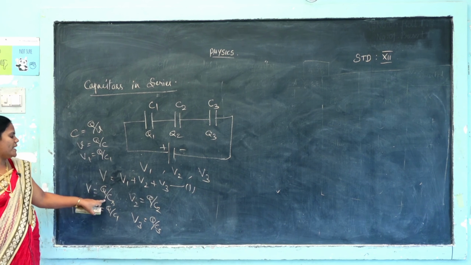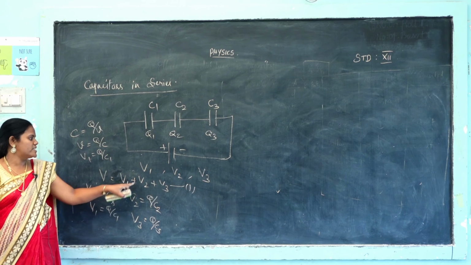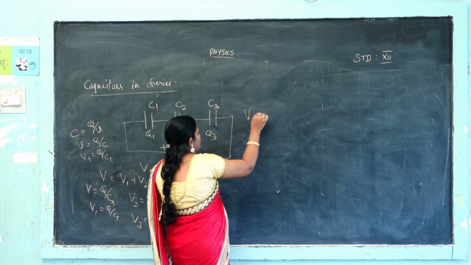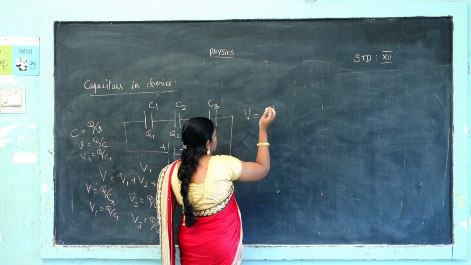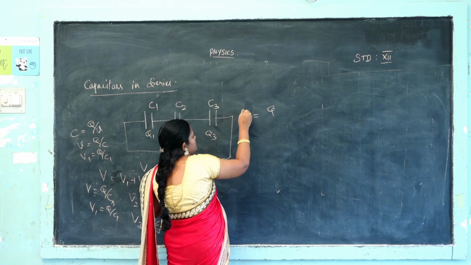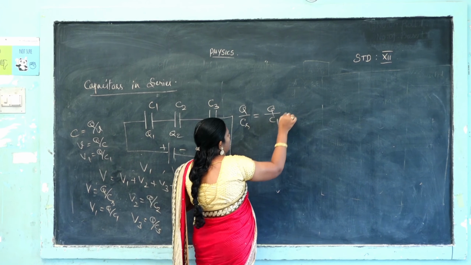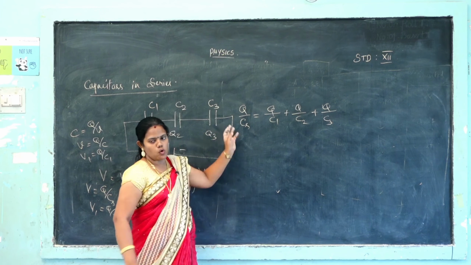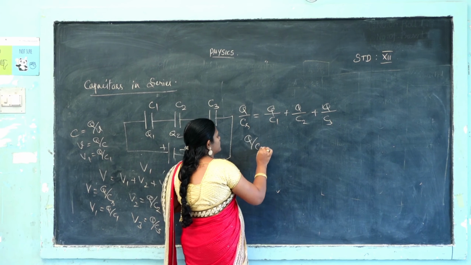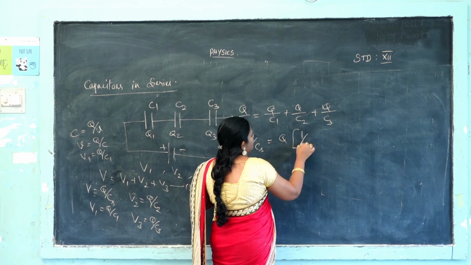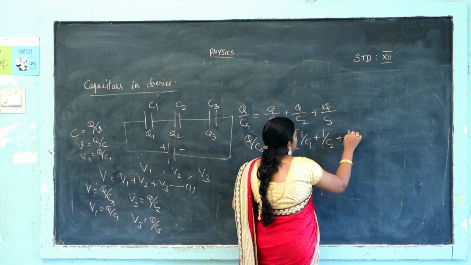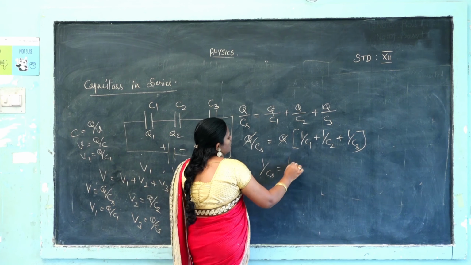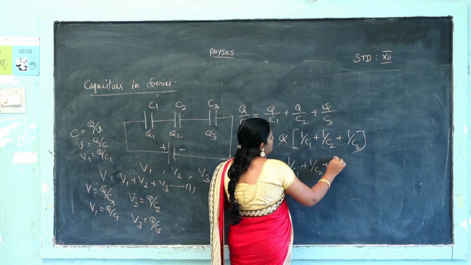What is V1? Q by C1. What is V2? Q by C2. What is V3? Q by C3. Substitute all the values. So the total potential V is equal to Q by Cs, that is, Q by Cs is equal to Q by C1 plus Q by C2 plus Q by C3. Then taking Q outside as common, Q by Cs is equal to Q times 1 by C1 plus 1 by C2 plus 1 by C3. Q cancels, and 1 by Cs is equal to 1 by C1 plus 1 by C2 plus 1 by C3.